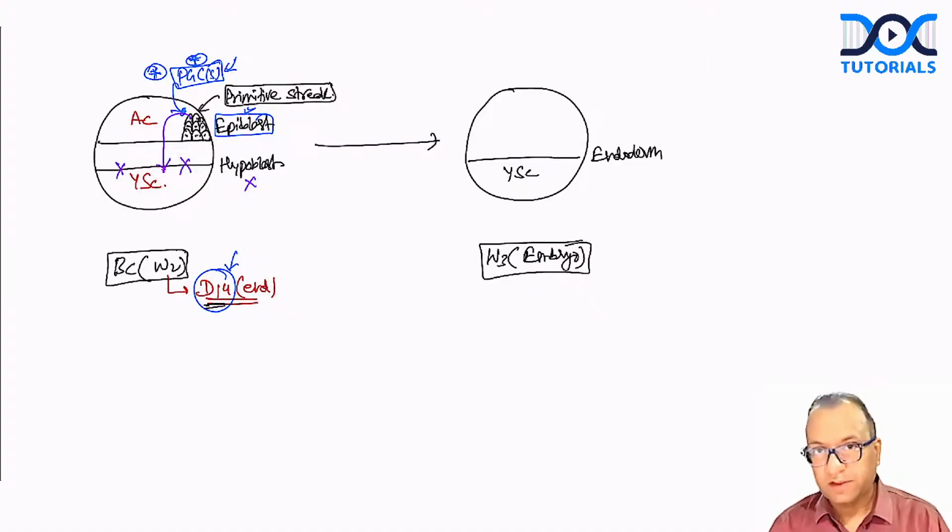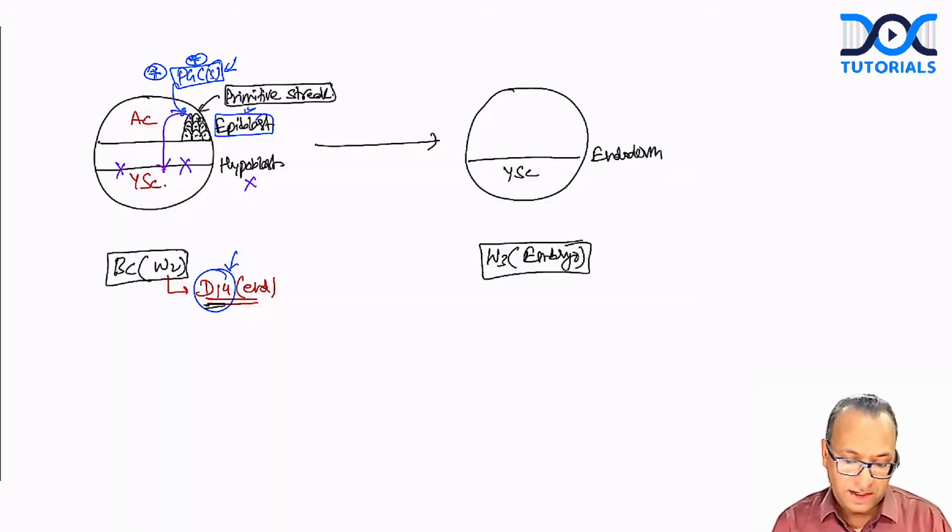So let me repeat the information. If you're looking at the week number 2 blastocyst, that is by the end of week number 2, day number 14, you find that the epiblast cells were proliferating, and as they proliferate, they'll form the primitive streak. From this primitive streak, we have isolated primordial germ cells, and these are migratory cells. They have to migrate to the genital ridge to form gametes, and the process is called gametogenesis.